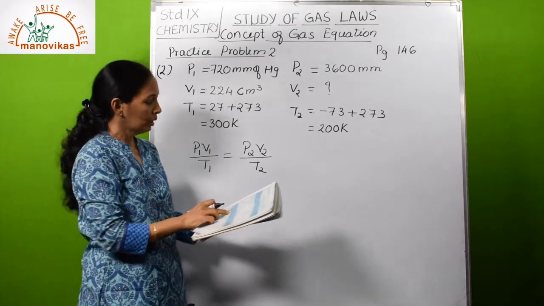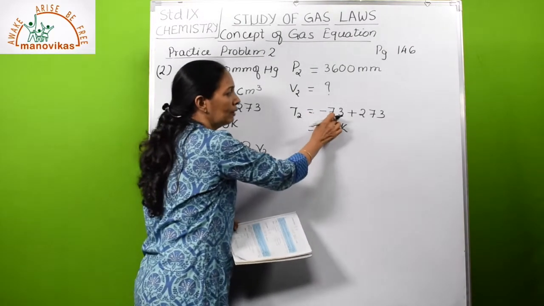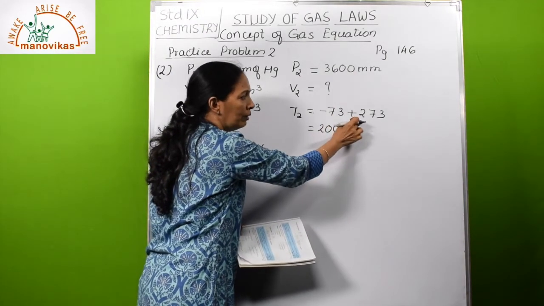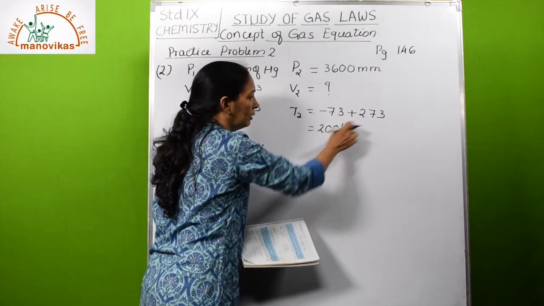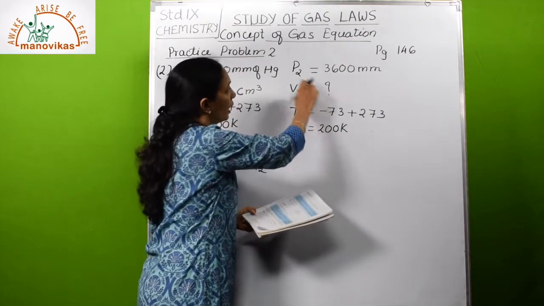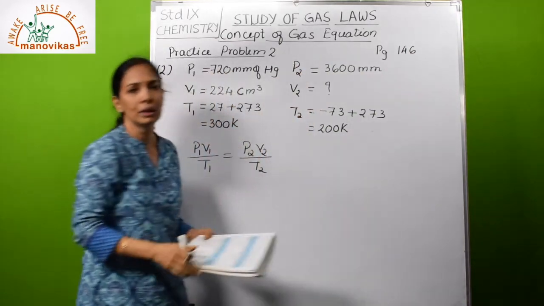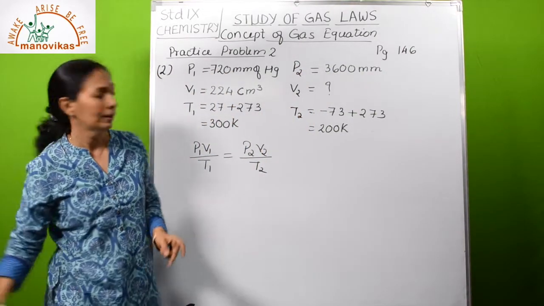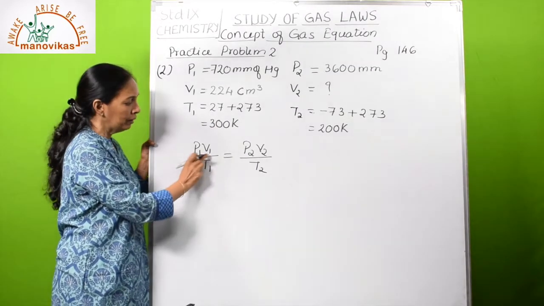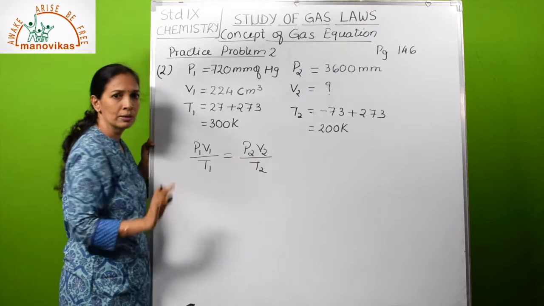At temperature minus 73 degrees Celsius, when you convert, add 273, it will be equal to 200 K. And pressure is 3600 millimeter. So these are the values. Let us write the formula. P1 V1 upon T1 is equal to P2 V2 upon T2 is the formula.